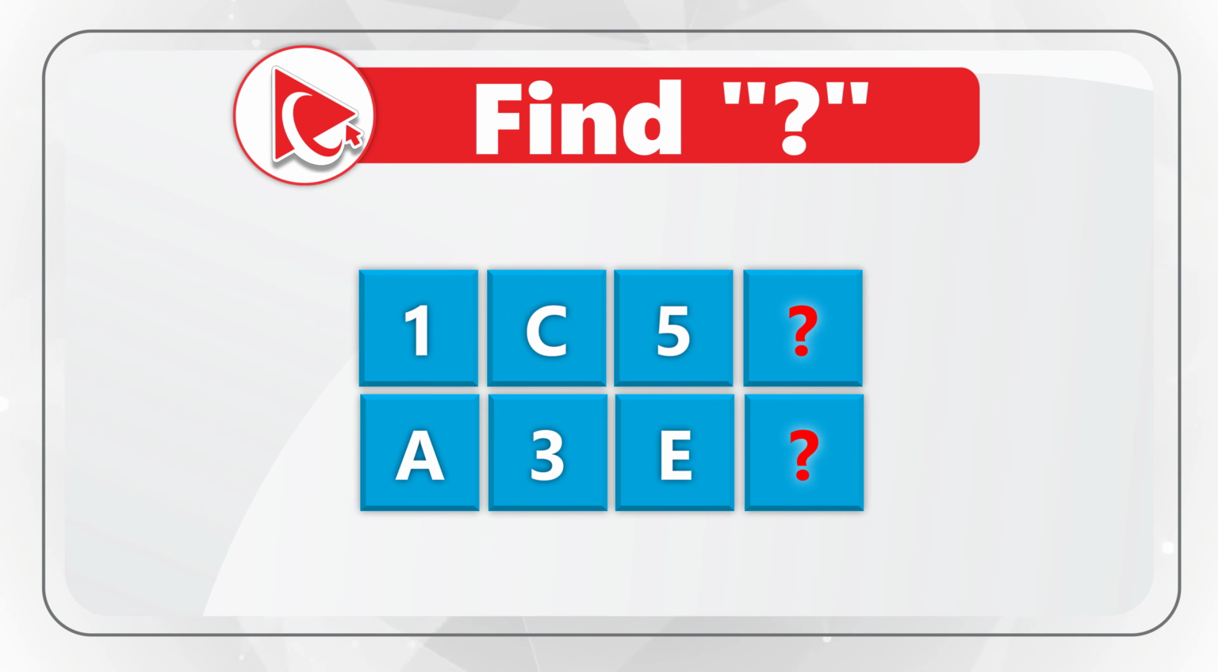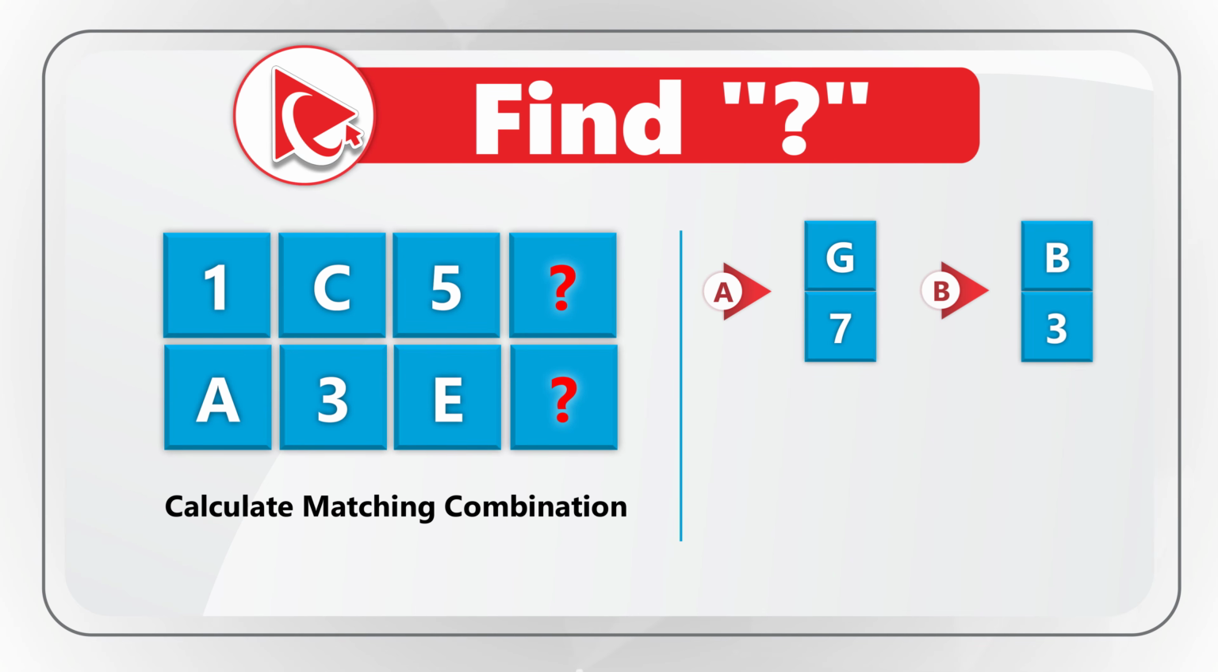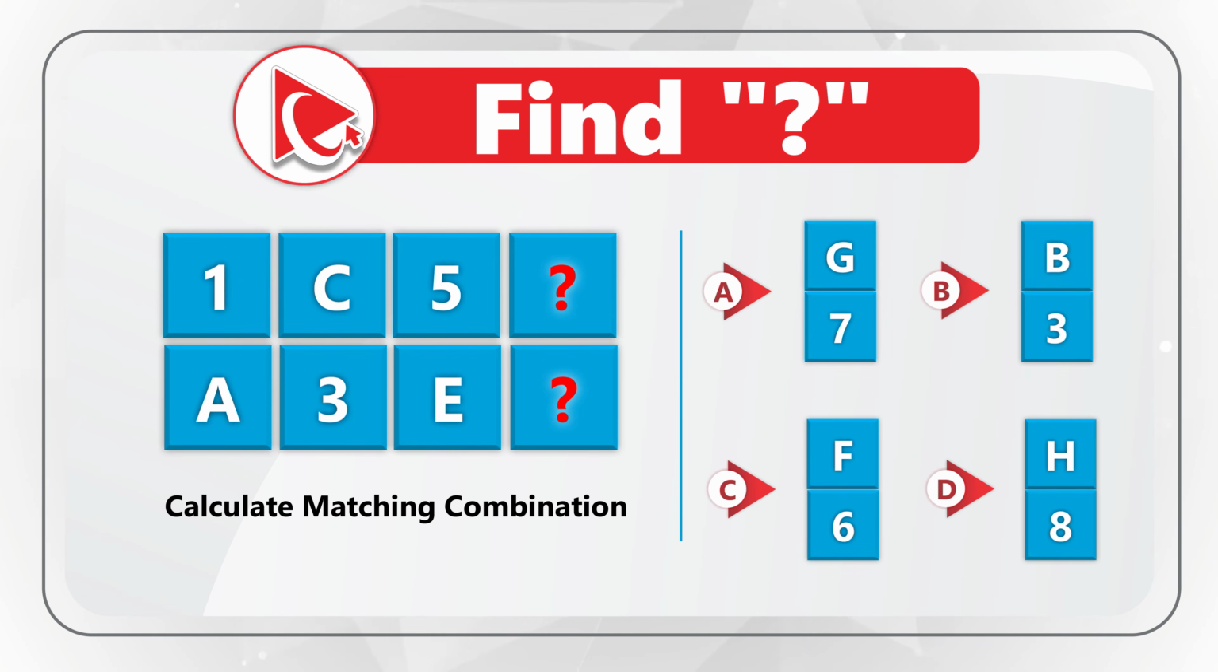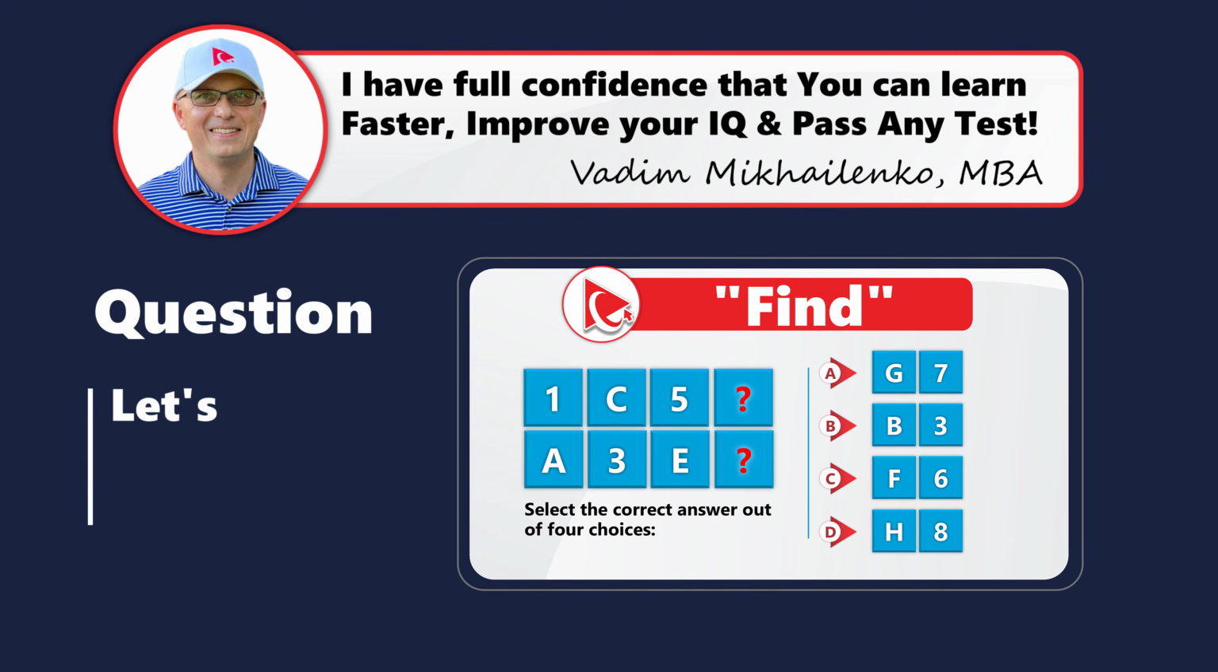You need to select the calculated combination out of 4 different choices. Choice A, G7. Choice B, B3. Choice C, F6. And last but not least, choice D, H8. Take a close look to see if you can do the calculations. Consider pausing the video to better understand the question, because on my end, I am moving forward to share with you my version of the solution. And obviously, if you have a better way to solve it, please make sure to show in comments.